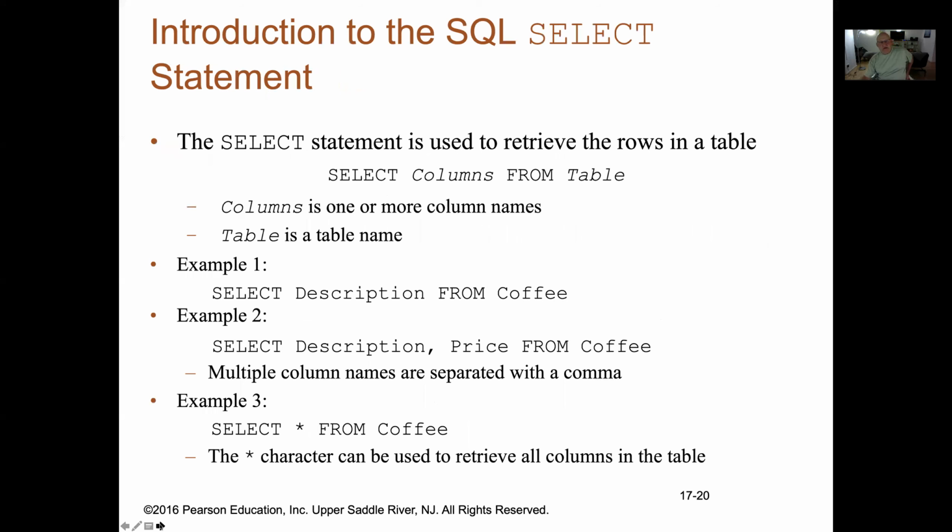So what is the SQL select statement? The select statement is used to retrieve the rows in a table. Select columns from table. Example 1 would be select description from coffee. Select description, price from coffee. Select all from coffee. The asterisk character can be used to retrieve all columns in the table.